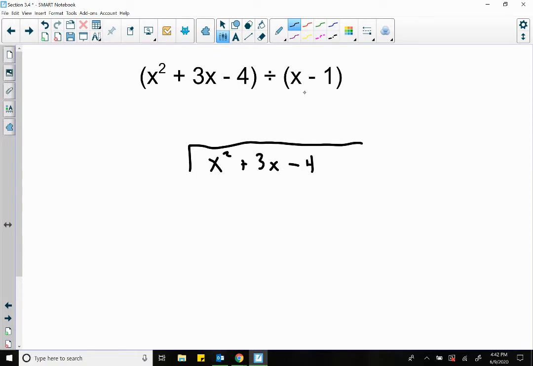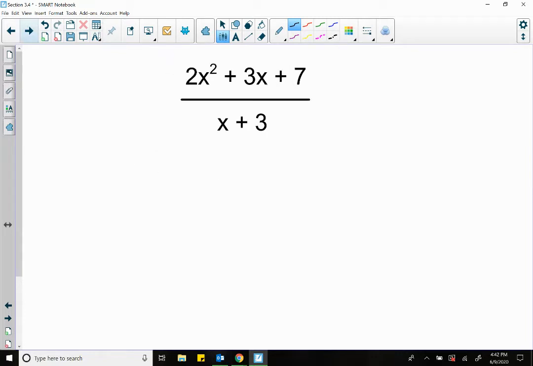The second parenthesis is what goes out front. Okay? And now it's set up. If you have it as a fraction, the numerator goes under the division symbol. The denominator is what goes out front. And now these are ready to perform long division.